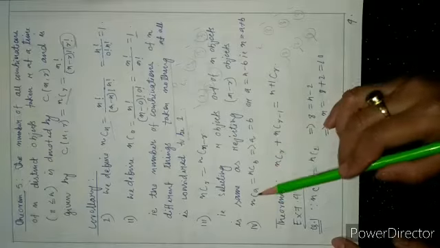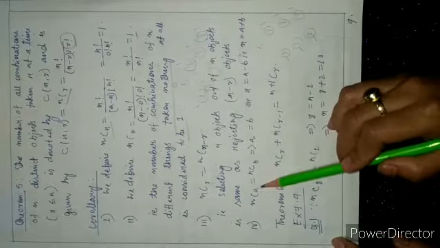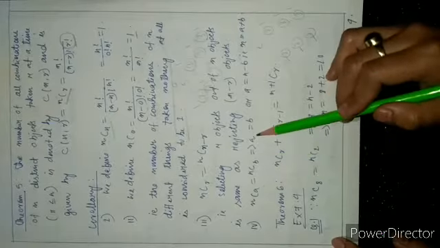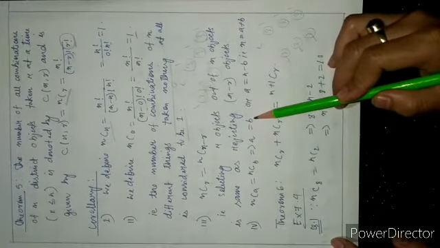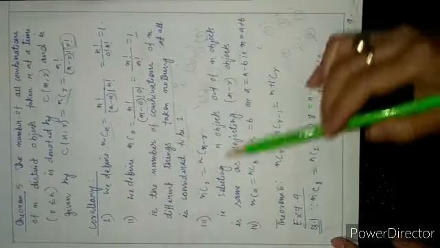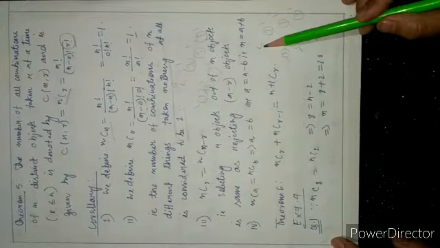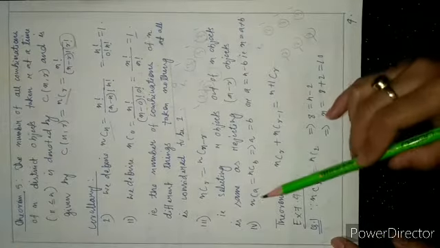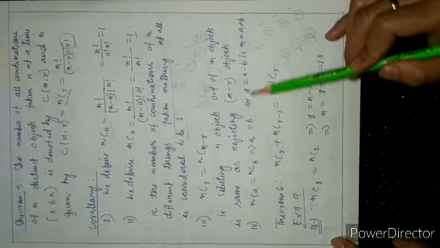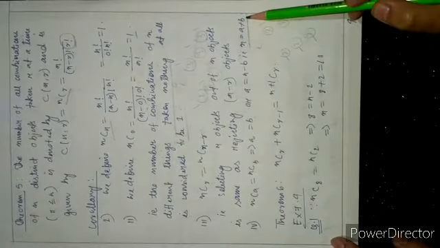Number 4: if nCa is equal to nCb, that is, the combination of n objects taken a at a time is equal to the combination of n objects taken b at a time, which implies that either a equals b, or a will be equal to n minus b, that is, a plus b is the total number of objects n.